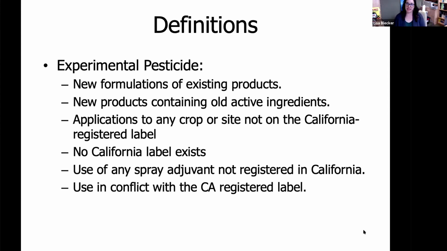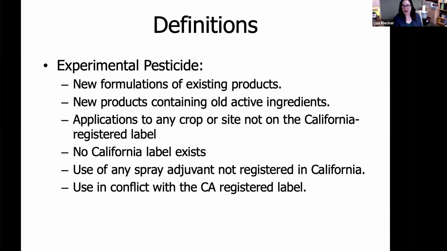An experimental pesticide can be a brand new pesticide, a numbered compound that doesn't have any kind of label at all. Or it could be a new formulation, where somebody is developing a new formulation for the same active ingredient that is already registered in different ways. So new products containing old active ingredients, not just a numbered compound, can be an experimental pesticide. Basically, if no federal and California label exists, it is an experimental pesticide. Or if you have a label that's registered here in California, but you're not following the directions, so you're using it in conflict with the label, that is an experimental pesticide use.